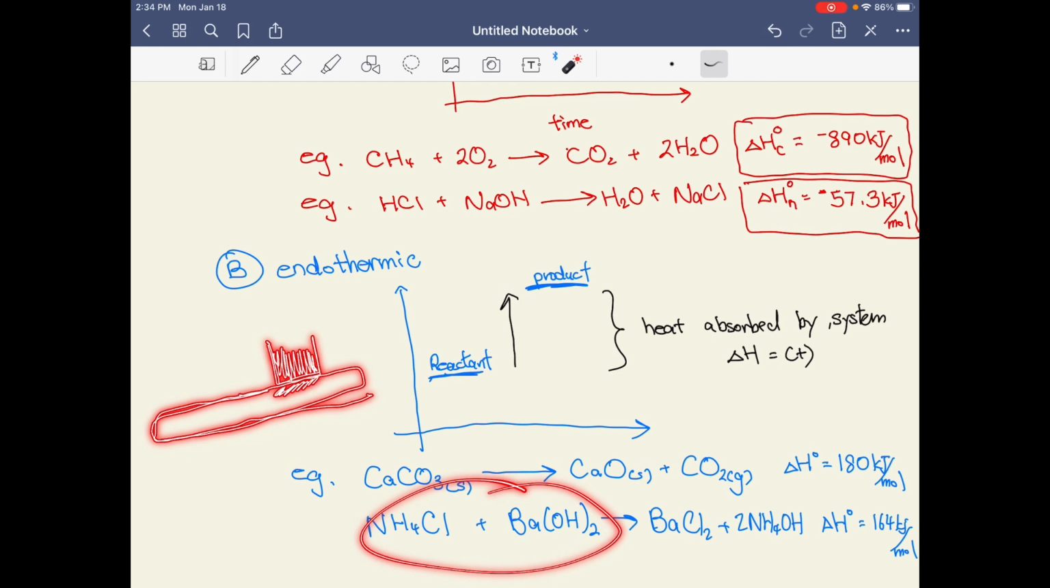Anyway, let's call it for today. And in the next class, let's do some calculations. Let's look at calorimetry in its entirety.